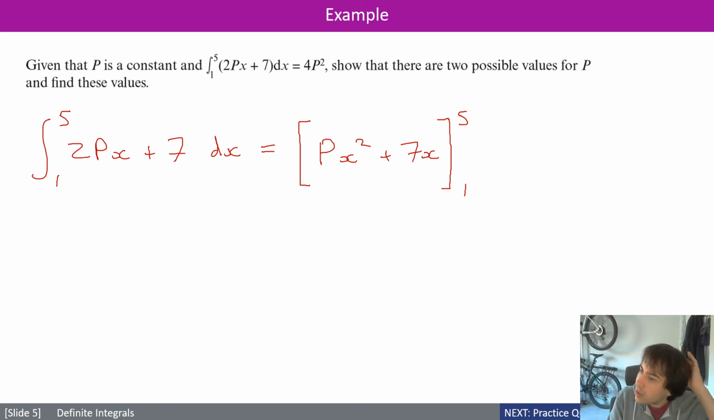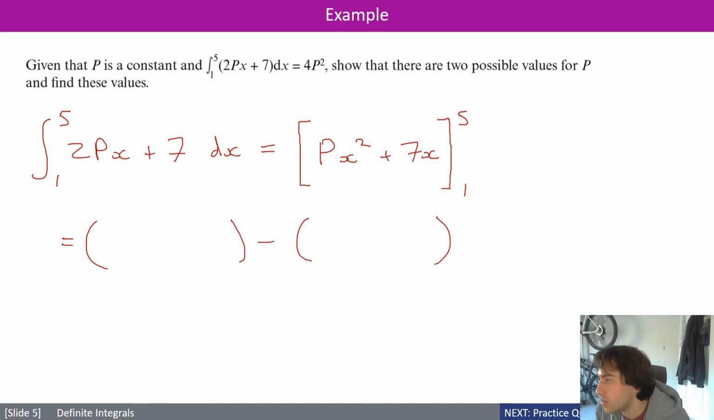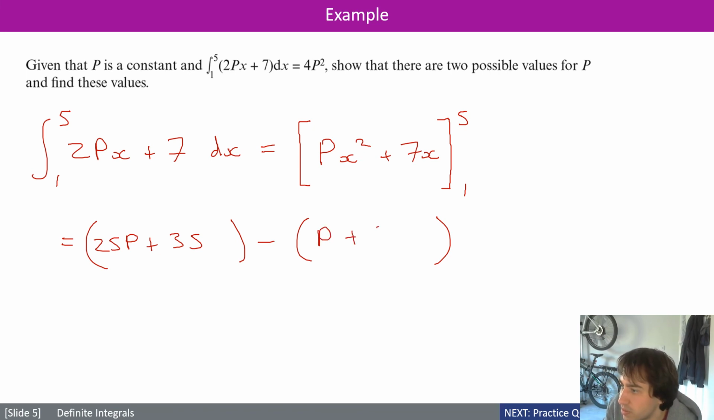Okay, let's now do the top substituted in minus the bottom substituted in. Replace x with 5 and we get 5 squared, 25p, and we get plus 7 times 5, so plus 35. That's the top. And then the bottom is when I substitute in this 1 into here, where x is the thing that I'm substituting the 1 as. So that's p times 1 squared plus 7. In other words, p plus 7.